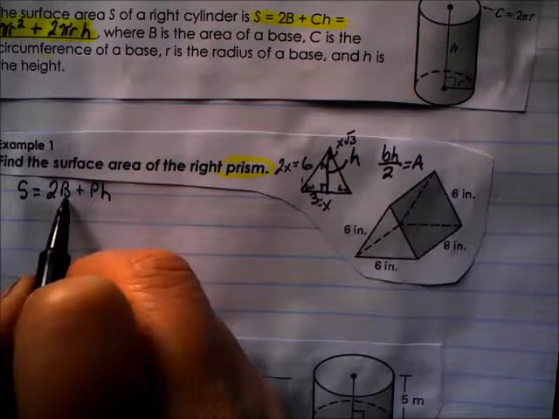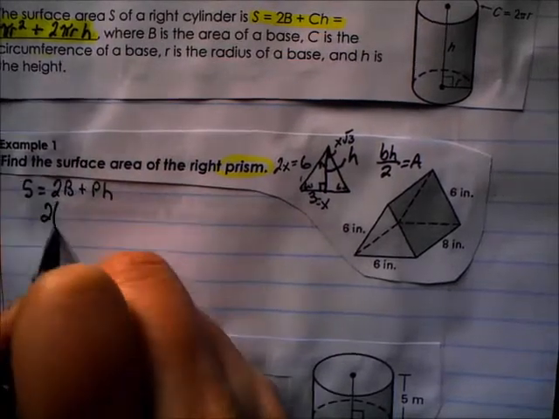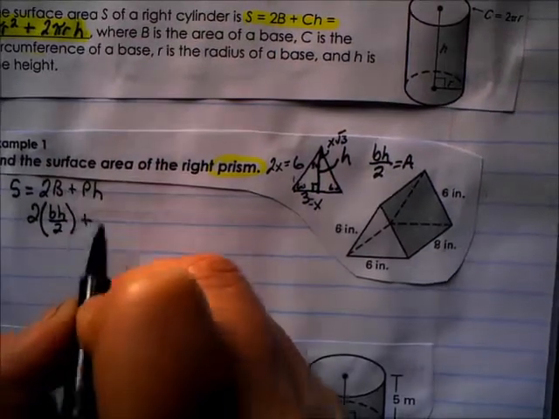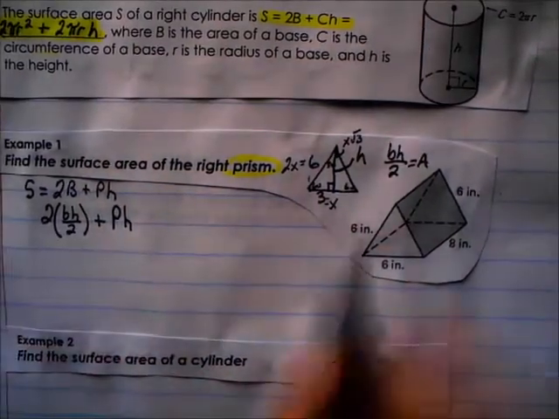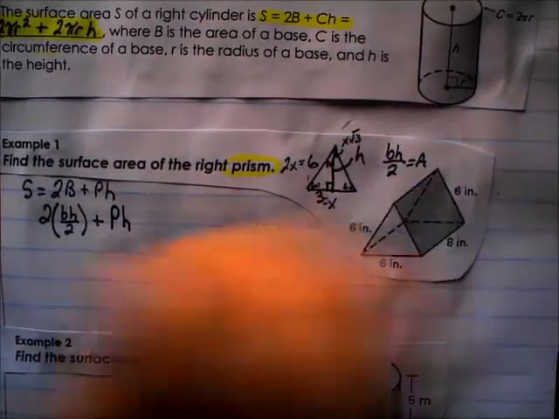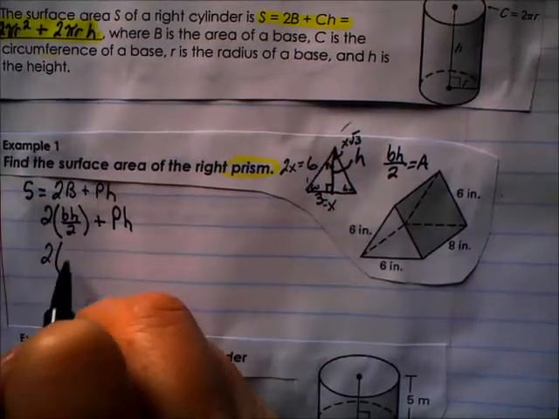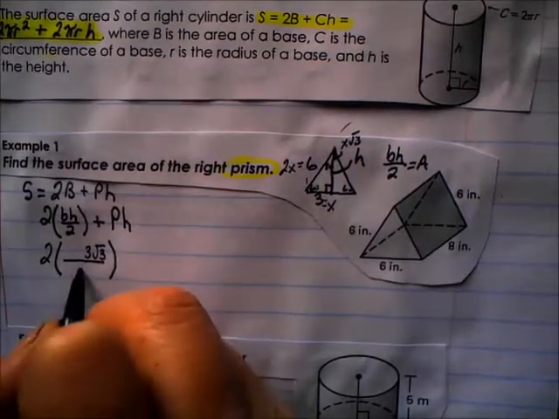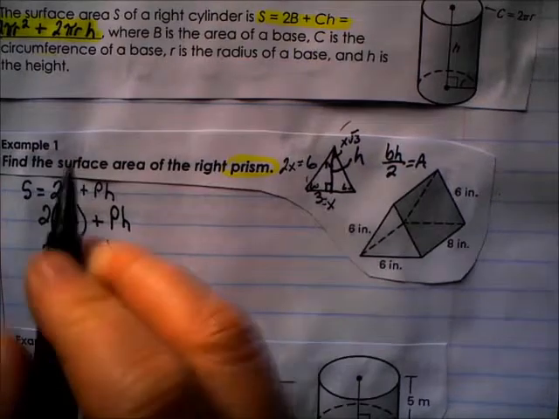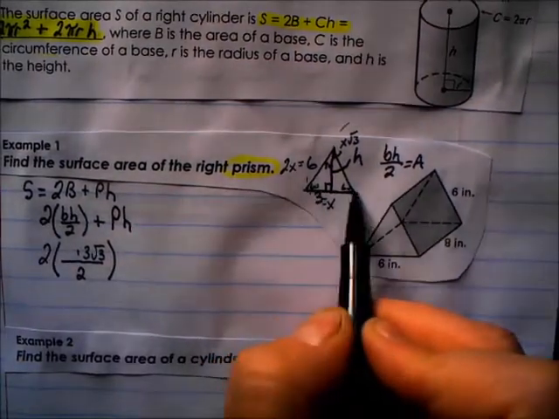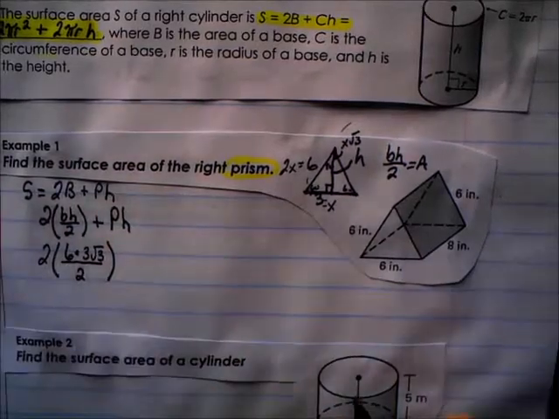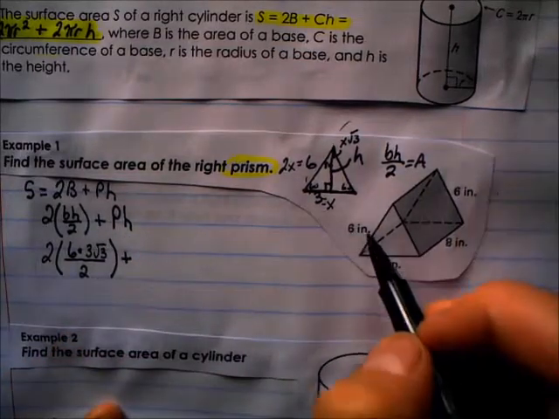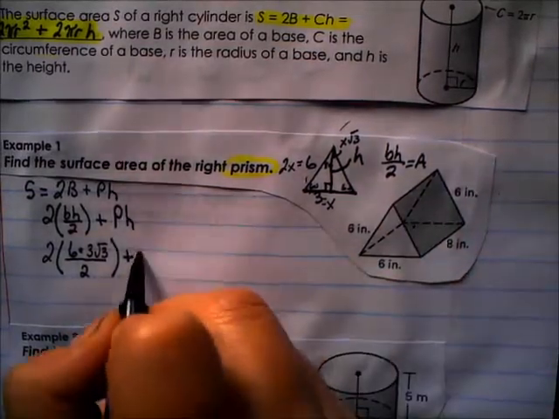Okay, I'm going to fill in my formula here so you can see it. I'm going to have 2 times the area of my bases, so that's going to be little b h divided by 2, plus the perimeter times the height, so that my h here in this formula is going to be 3 square root of 3. Okay, I need to know the length of the base, which I know the b is 6, plus the perimeter of my base. Well, that was 6 by 6 by 6 all the way around. That means that is 18.